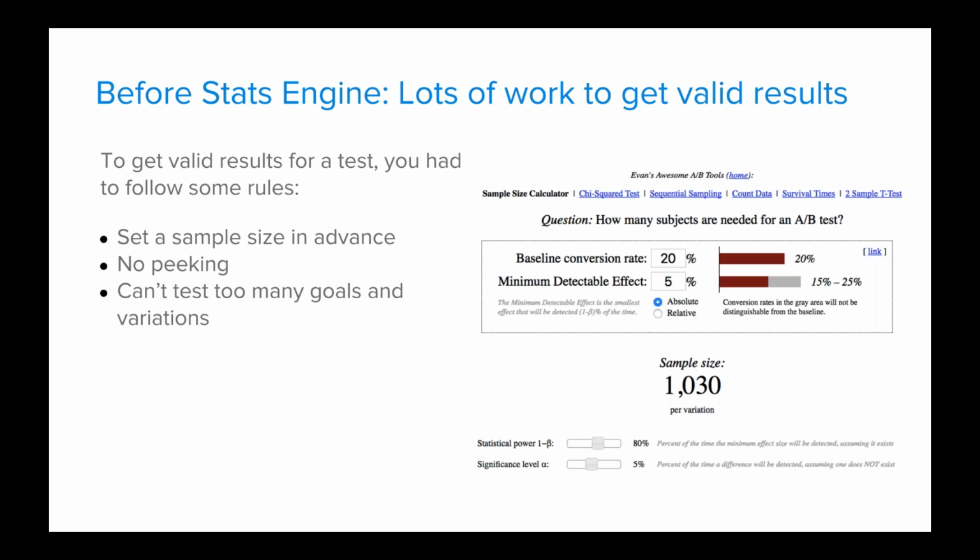You also wouldn't want to peek at the results. As tempting as it is, you could potentially see incorrect results. You could look too early, and you could see a peak that could be incorrect in the sense that it was a false positive, for example. And you wouldn't want to test too many goals or too many variations just because of the amount of time it took to capture that data.